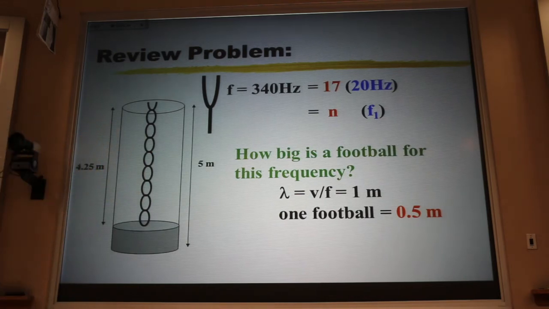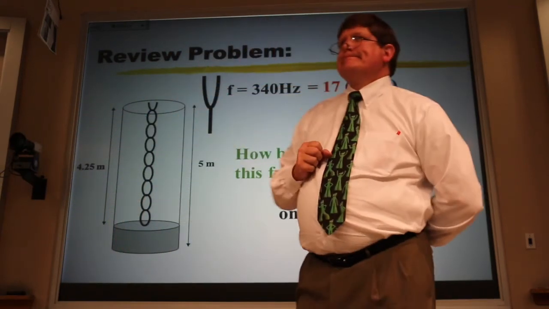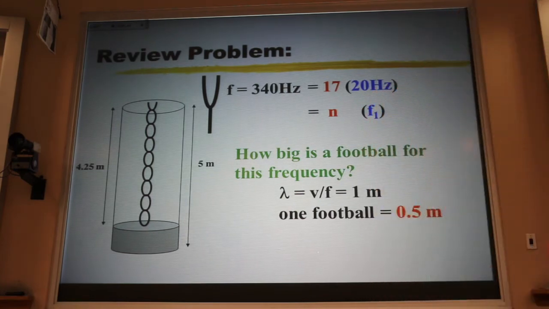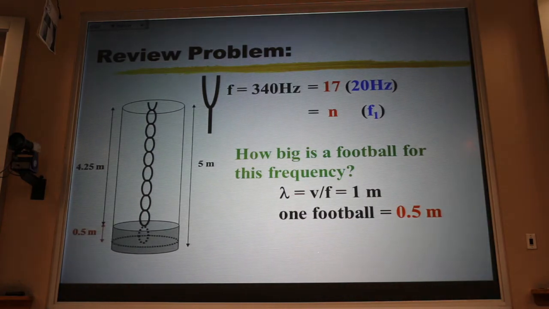But if I keep lowering the water, I can lower it to a point where the echo comes back strong as ever. And again, it sounds like it's the same echo. It's still being played at 340 hertz. I still hear the same note that I heard before. How far would I have to lower the water in order to have that echo come back again? 0.5 meters, right, because I have to fit another football in there. So I'm going to have to lower my water level half a meter.